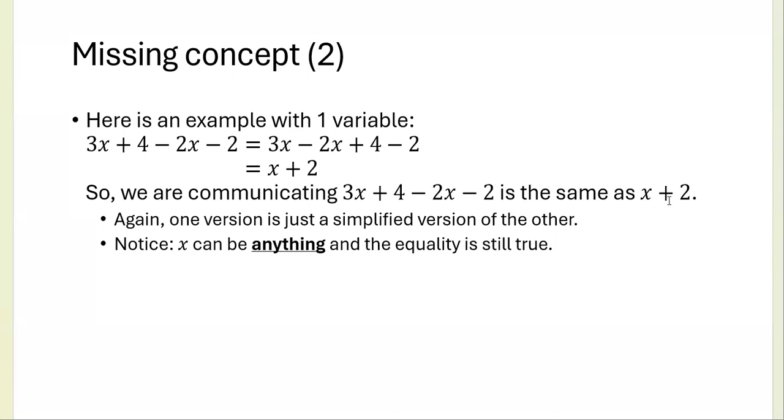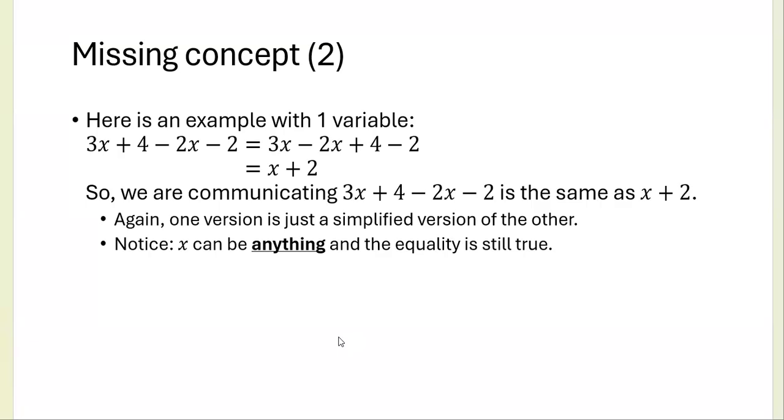Like, for example, x equals 0. You get 0 plus 4 minus 0 minus 2, which is 4 minus 2, which is 2. Yeah? And then here, 0 plus 2 equals 2. Okay? So x can be anything. Equality is still true. Okay?